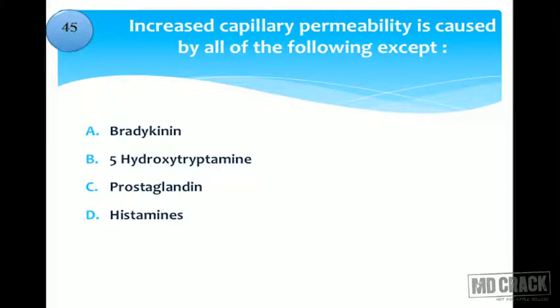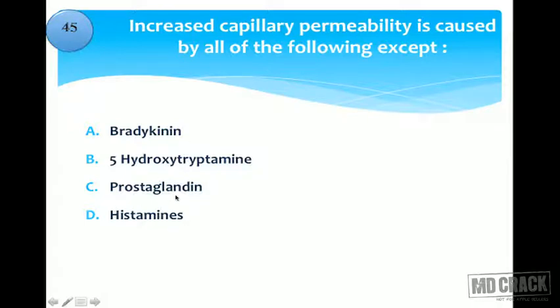Increased capillary permeability is caused by all the following except. So here again you have to remember the various actions of the various chemical mediators of inflammation. Increased capillary permeability, that means vasodilatation, is caused by all the following except: bradykinin, 5-hydroxytryptamine, prostaglandin, histamine. So which is not a vasodilator? Indirectly they are asking which is not a vasodilator. So which is the one responsible for the vasoconstriction? Remember 5-hydroxytryptamine is nothing but serotonin. Right? So serotonin and histamine have almost the same action. They are very potent vasodilators.